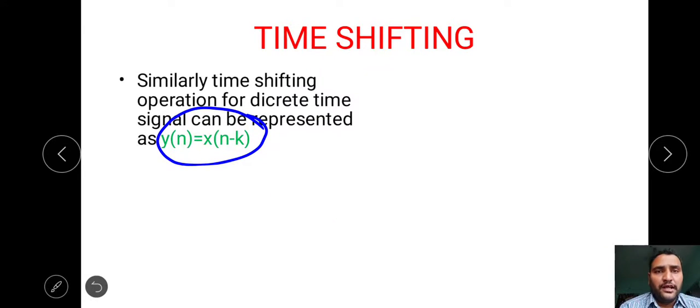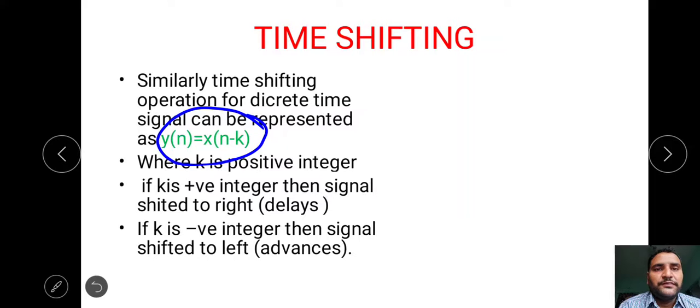The delayed or advanced version depends on the k value. If k is a positive integer, then the signal is delayed, that is, shifted to the right side. If k is a negative value, the signal is advanced, that is, shifted to the left side. Let's see an example. If k is a positive integer, the signal is shifted to the right, that is delay. If k is a negative integer, the signal is shifted to the left, that is advance.